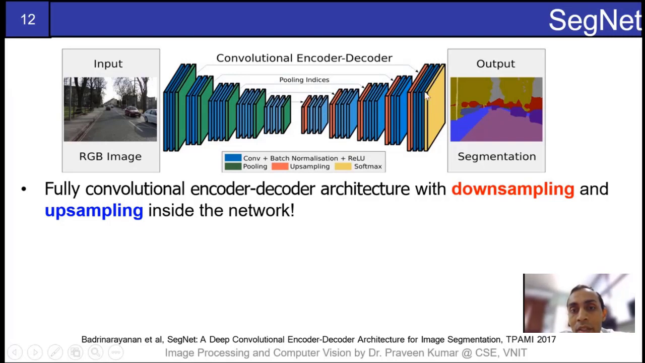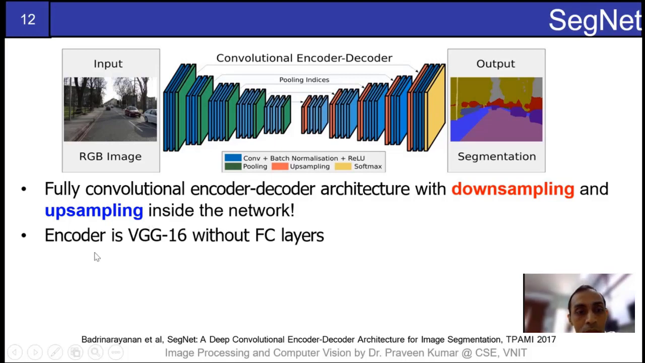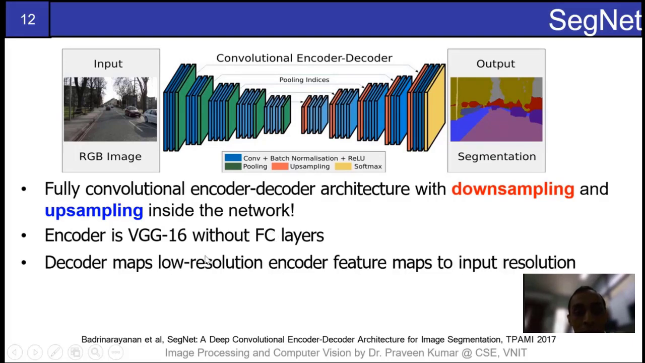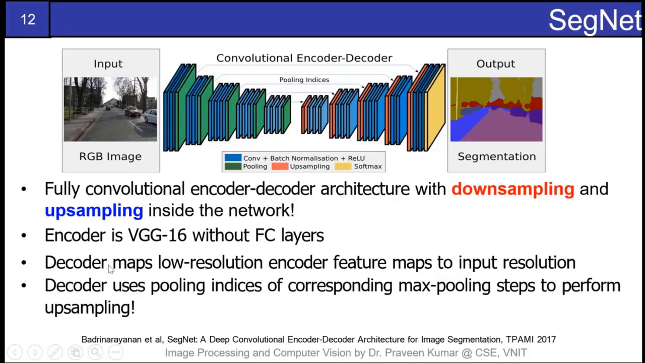And at the end, basically, we have this simple classifier. So the encoder takes the VGG16 architecture, which is one of the ImageNet image classifier architectures which gave a high accuracy. After AlexNet, this was the VGG16 one that came out. But the fully connected layers have been removed. And the decoder basically maps the low resolution encoder feature map. So the decoder is going to take this low resolution encoder feature map, and it is going to upsample it to the original input resolution.